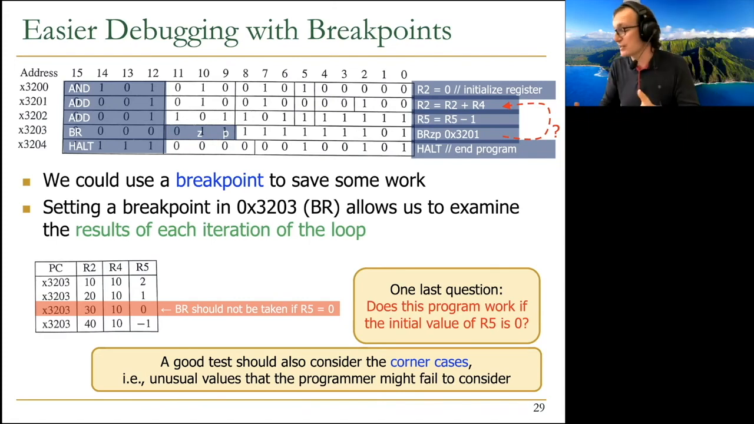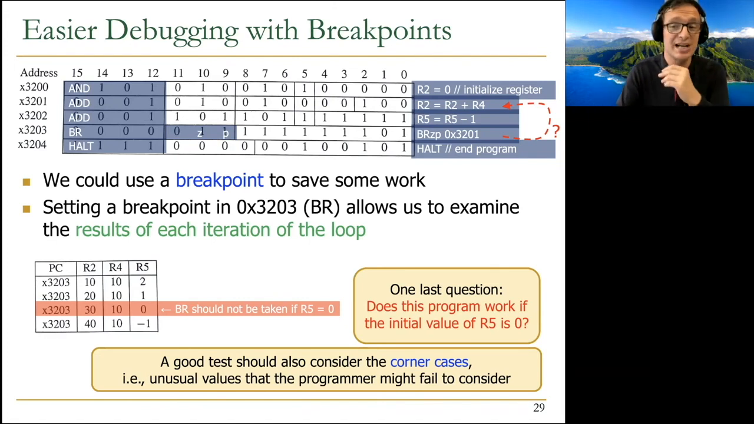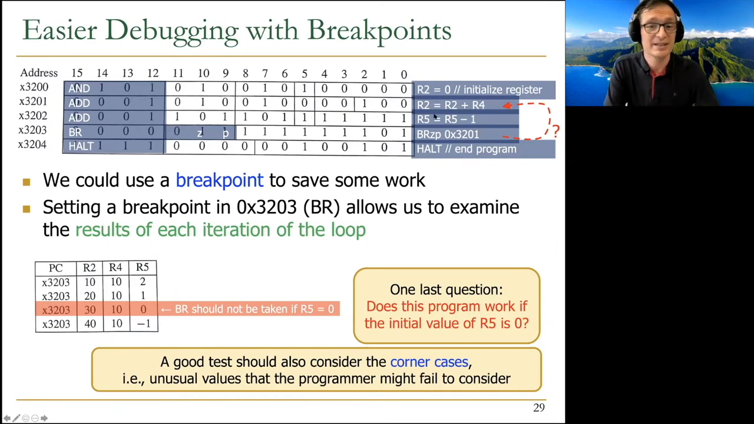One boundary condition was what the result should have been, and what the result. So I think I see a question: why doesn't it work if R5 is equal to 0?